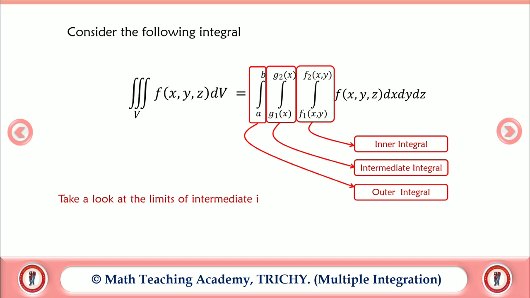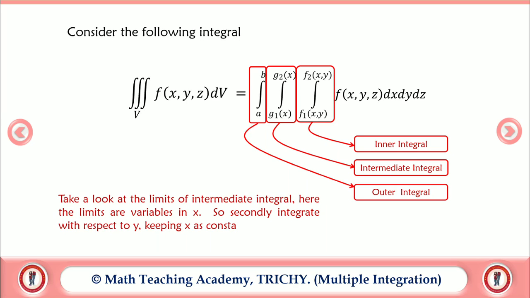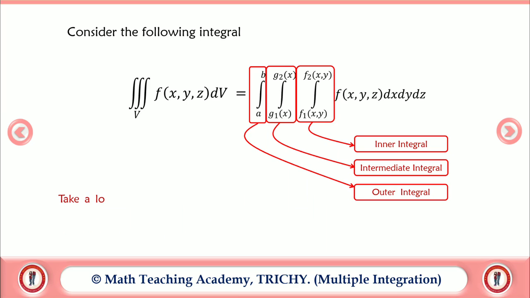Take a look at the limits of the intermediate integral. Here the limits are variable in x. So secondly integrate with respect to y, keeping x as constant.